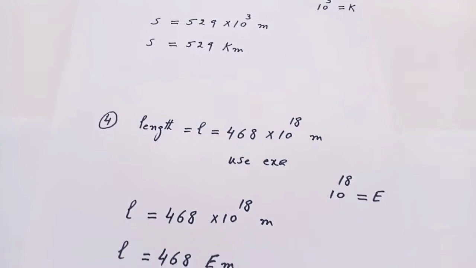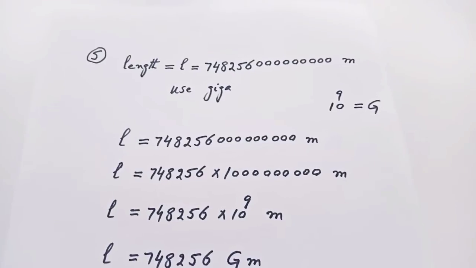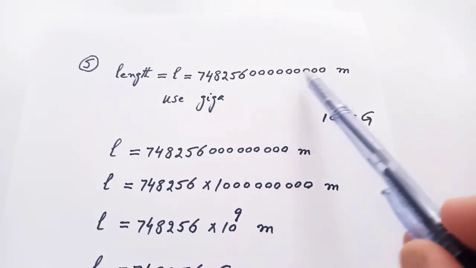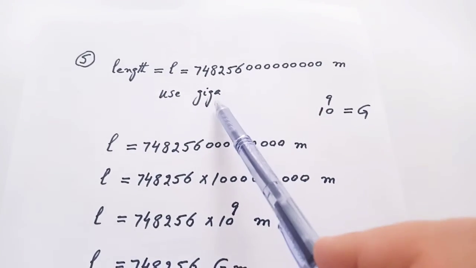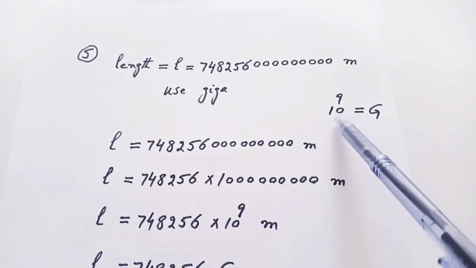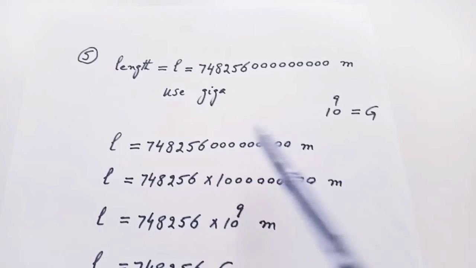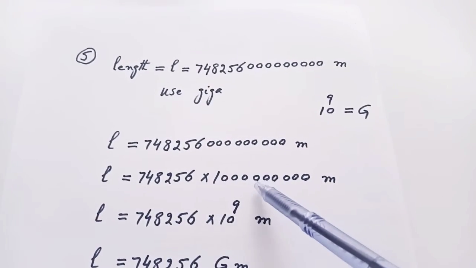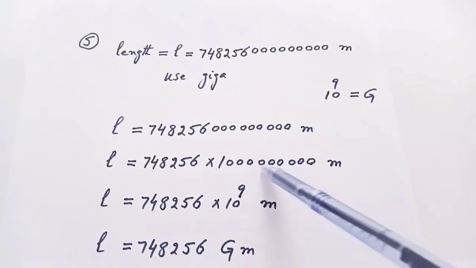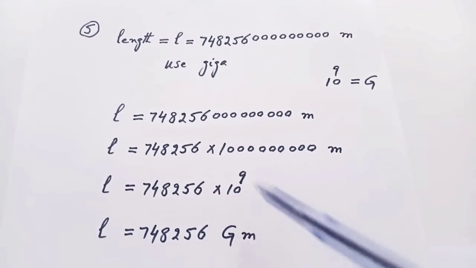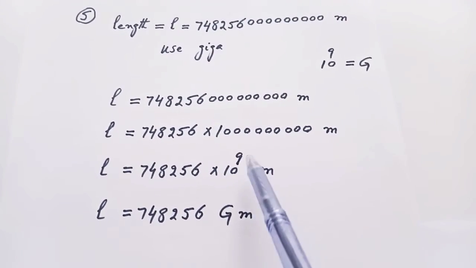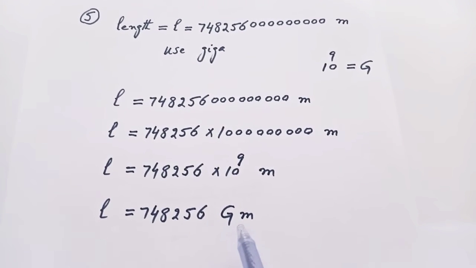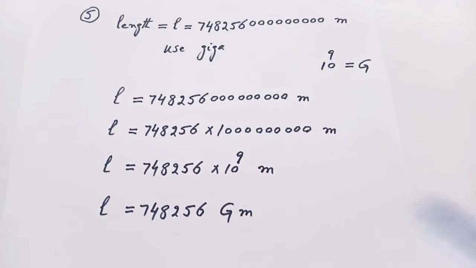This is the next case. This is a number, a distance, length in meter. Use giga as the prefix. Giga is 10 power 9. So we write this number here like this, and these are 9 zeros. We can write 10 power 9, and 10 power 9 is giga. So here we use giga, G. So this measurement is expressed in the prefix giga.